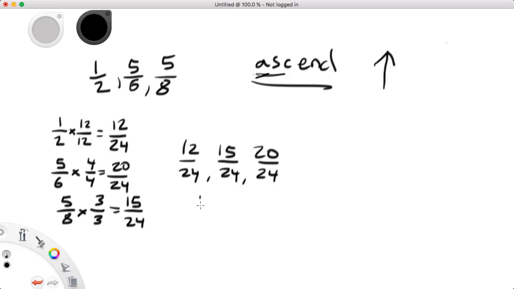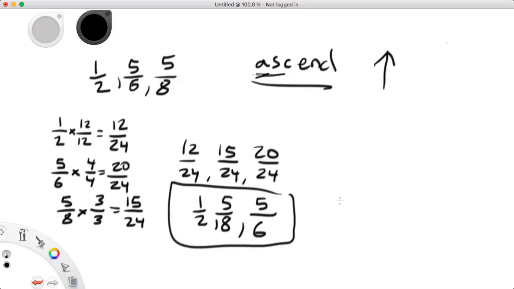So 1/2. I need to multiply 2 times 12 to get 24. So I'm going to also multiply 1 times 12 because 12/12 is 1. So this is going to be 12/24. Okay? And then my 5/6. I just said 6 times 4 is 24. So I also multiply the top times 4. And I get 20/24. And finally, I think you may remember that I said 8 needs to be multiplied times 3 to get 24. Okay, so I also need to multiply the top times 3. So it would be 15/24.